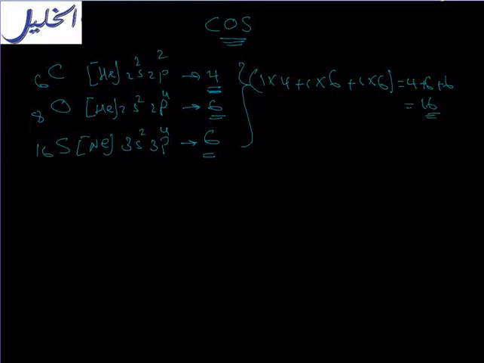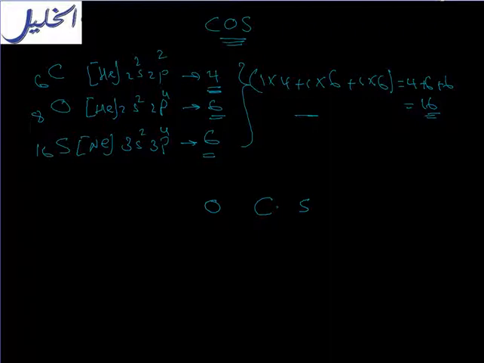Now how can we use these 16 electrons to draw the Lewis structure of COS? First, we must choose the central atom in this molecule, so we use carbon. Why do we choose carbon? Because it is less electronegative than oxygen and sulfur. So it will be in the middle, and we will put sulfur on one side and oxygen on the other side.